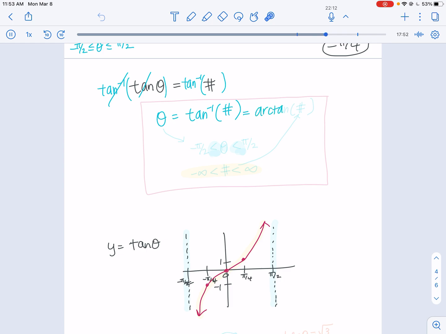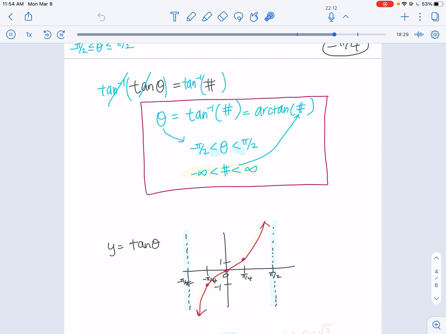Arctangent, right? Arctangent of the ratio. Okay, so here are the restrictions for this angle theta. The theta has to be between negative pi over 2 and pi over 2, but notice that it's not included, right? So it's not greater than or equal to, it's just greater than and less than. And then your ratio can be all real numbers, so it's between negative infinity and infinity. Okay, and I'll again explain what this means using this graph here.